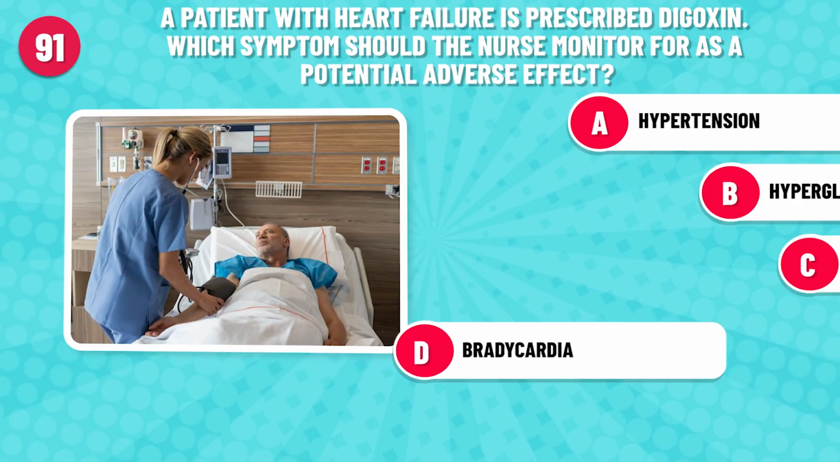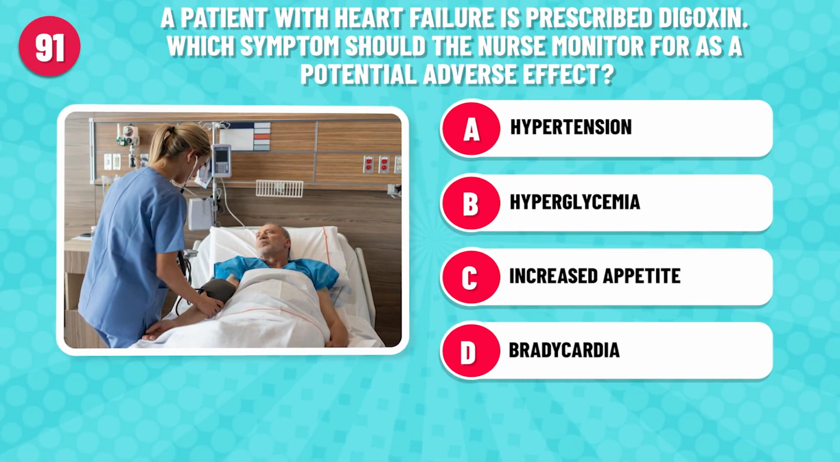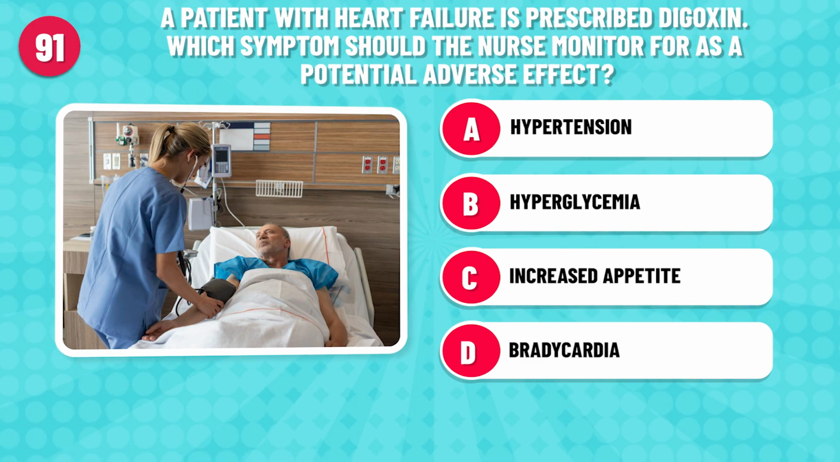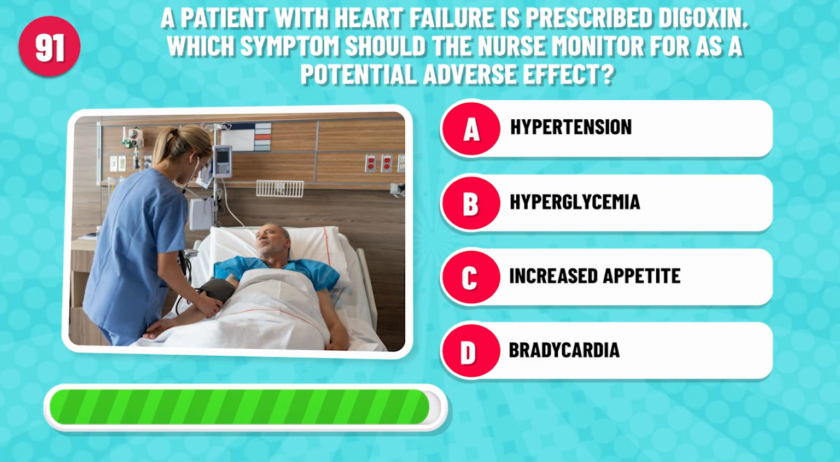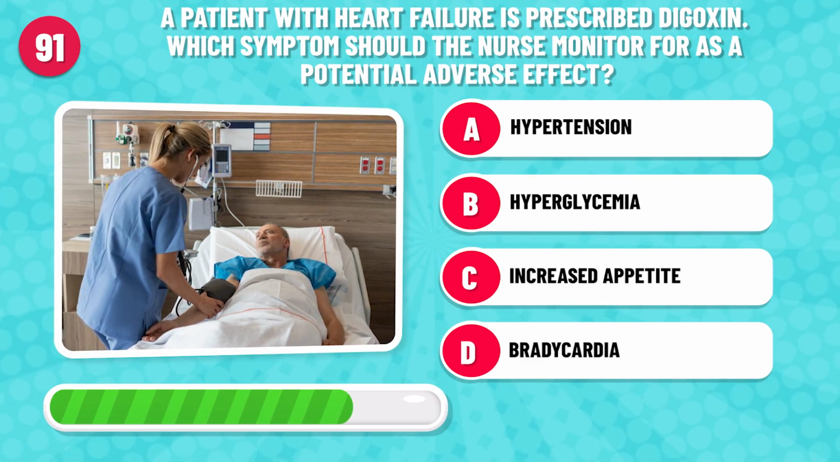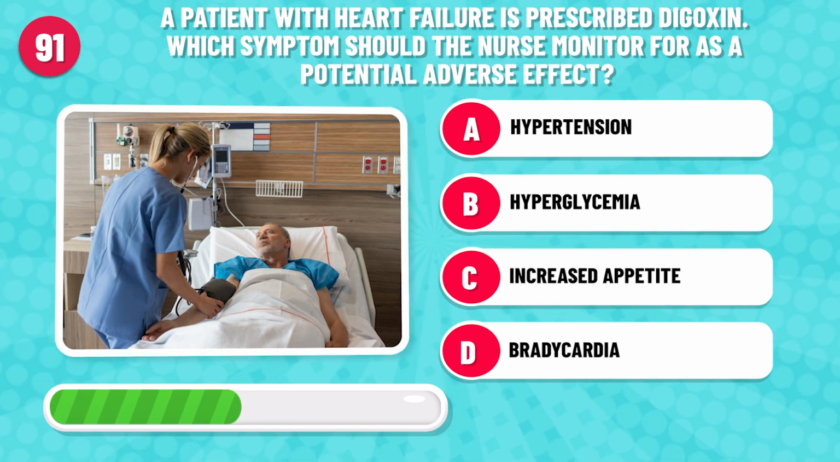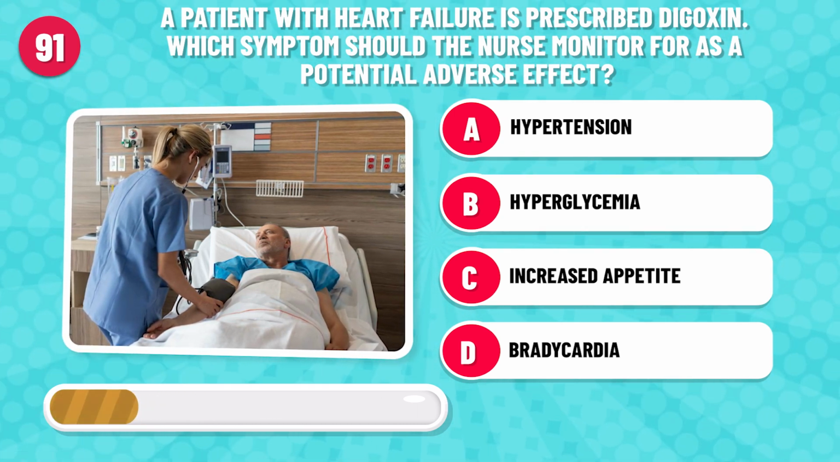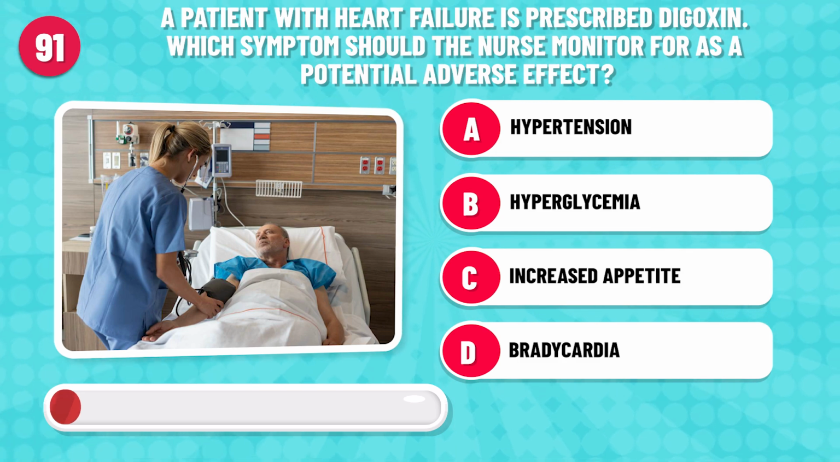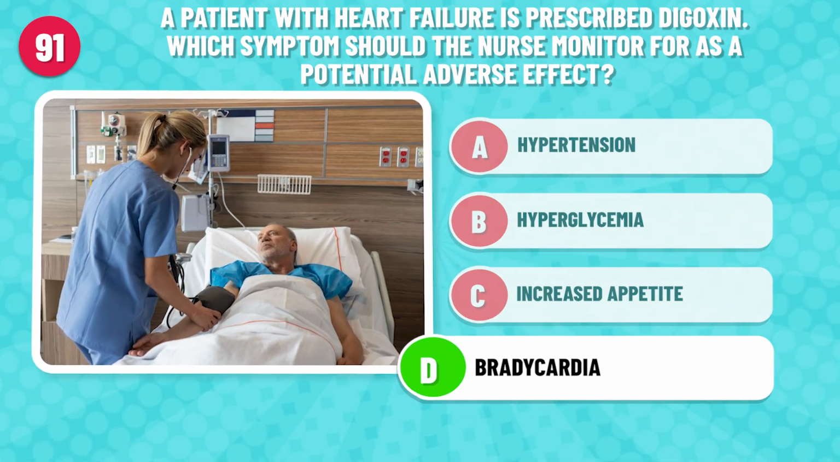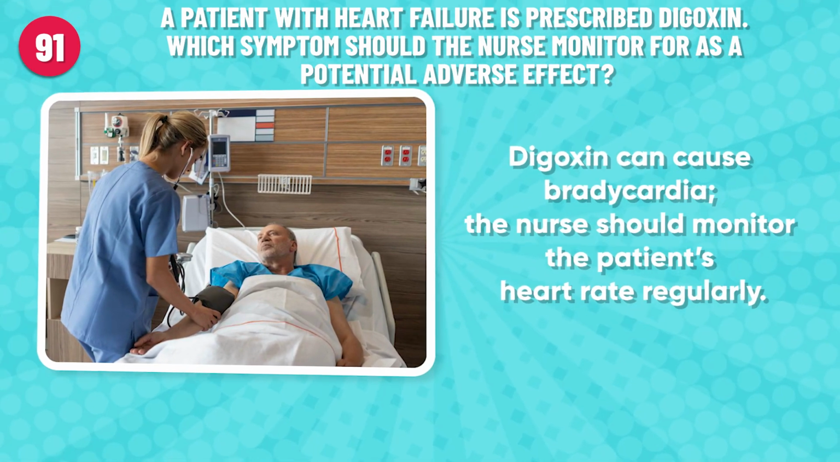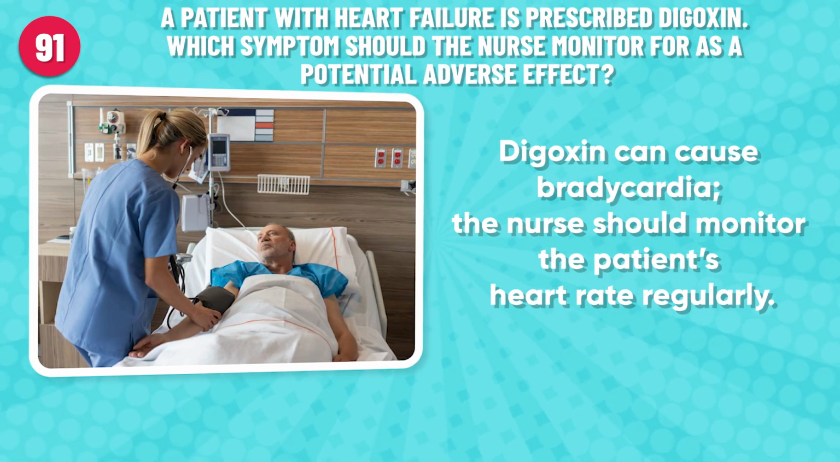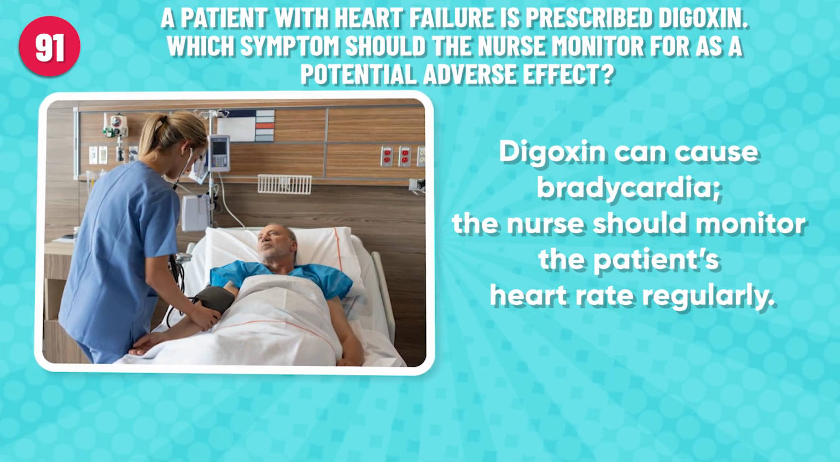A patient with heart failure is prescribed digoxin. Which symptom should the nurse monitor for as a potential adverse effect? It's D. Bradycardia. Digoxin can cause bradycardia. The nurse should monitor the patient's heart rate regularly.